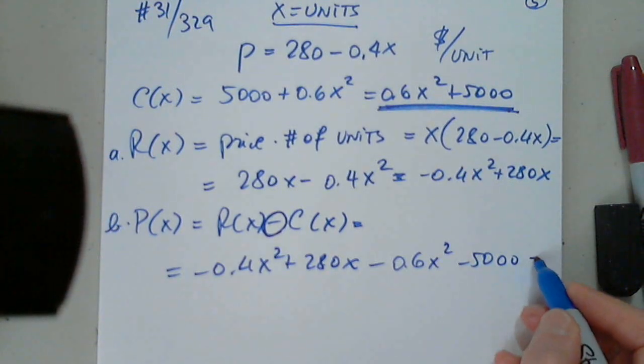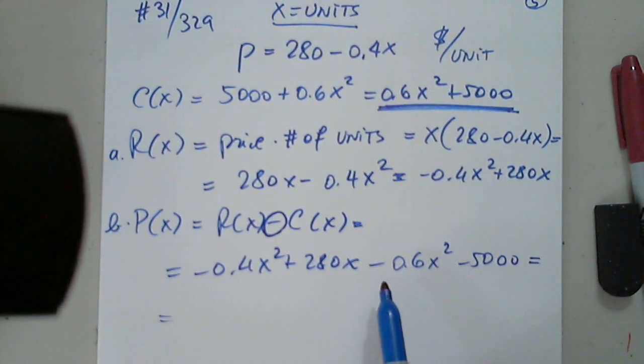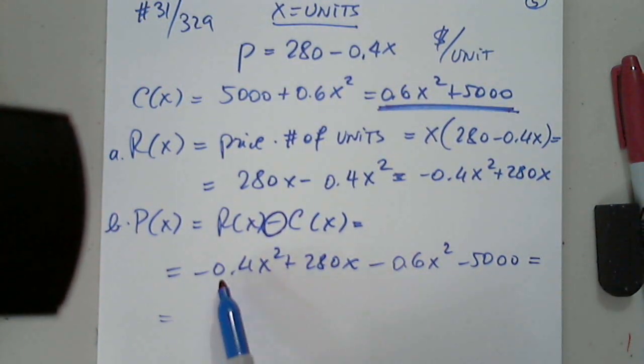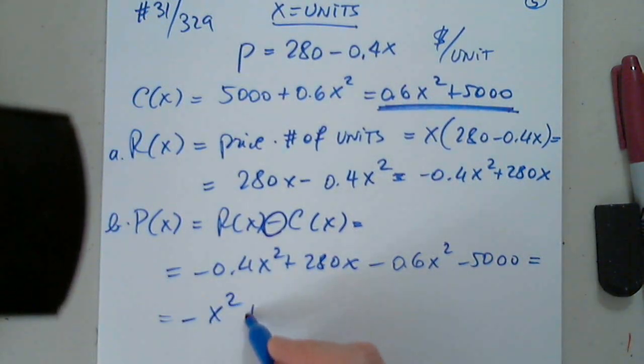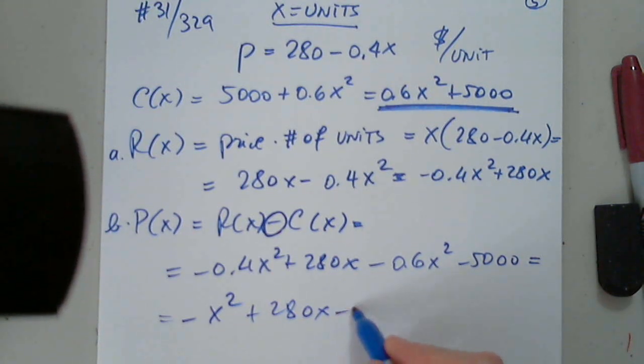Yes, that's perfect. Okay. So now let's combine like terms. These are alone, but these two can be combined. What do I get when I combine these two? It's going to be negative 1x squared. Very good. Plus 280x and minus 5,000. Part B is done. Very good. Stop me if you have any questions, please.